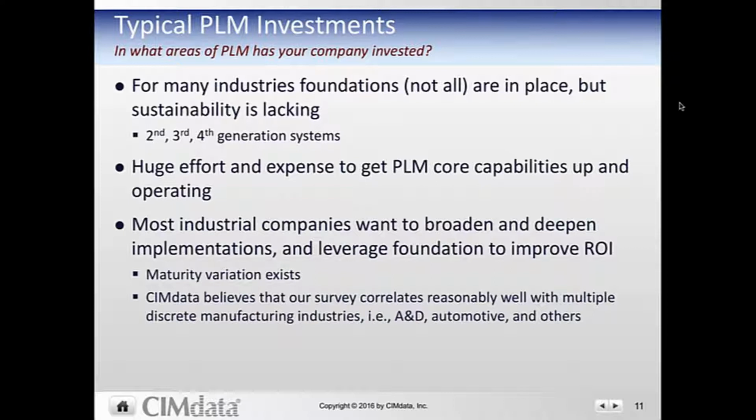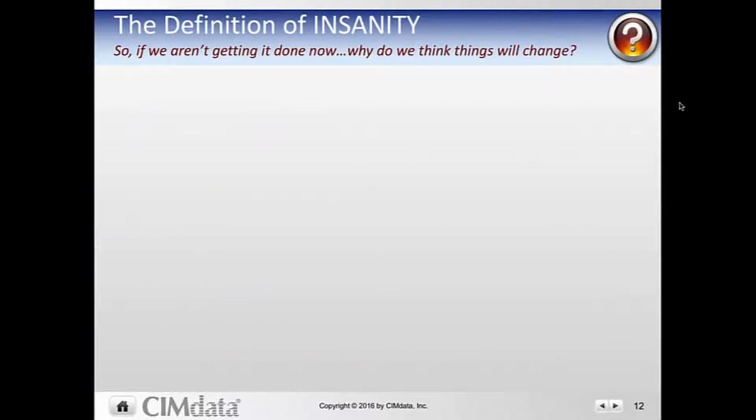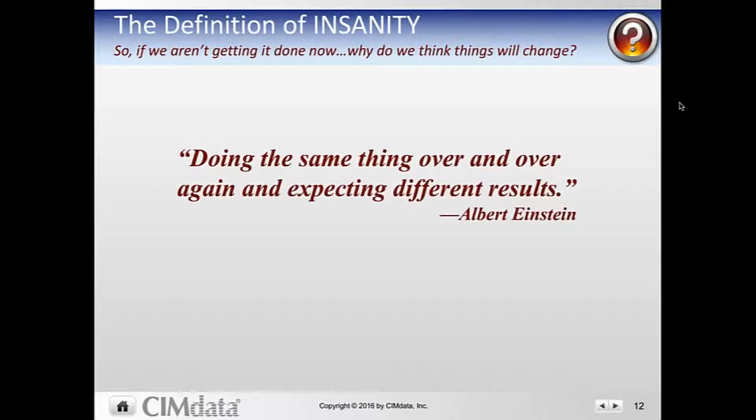And fundamentally, it still comes down to, we have to think differently. We're really insane if we think that if we continue to implement the same way, use the same strategies, and do the same thing with our cultures, we're going to get improvements. It's not going to happen. I always like the quote, the definition of insanity. If we're not getting done what we need today, which many industries are showing, we're not utilizing PLM as we need to, then why do we think it's going to change? This quote from Albert Einstein I always think is a really nice one: his definition of insanity was doing the same thing over and over again expecting different results.